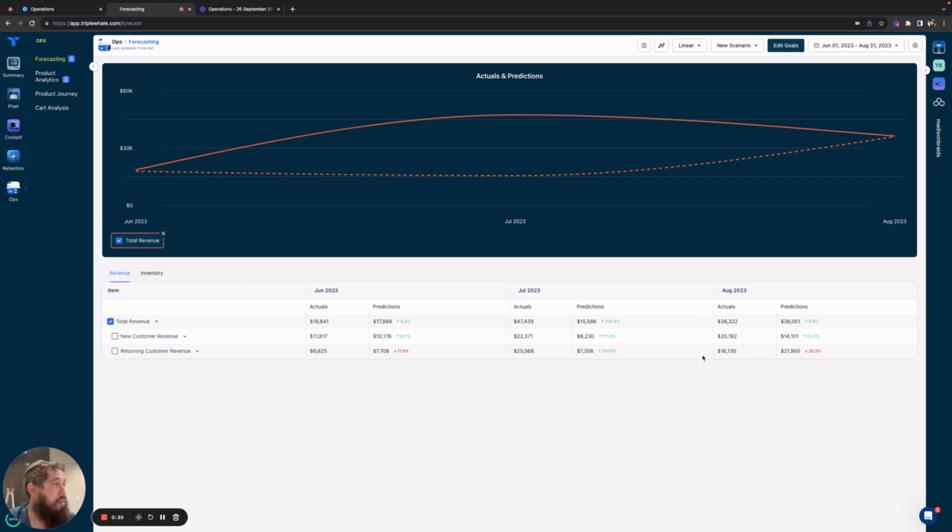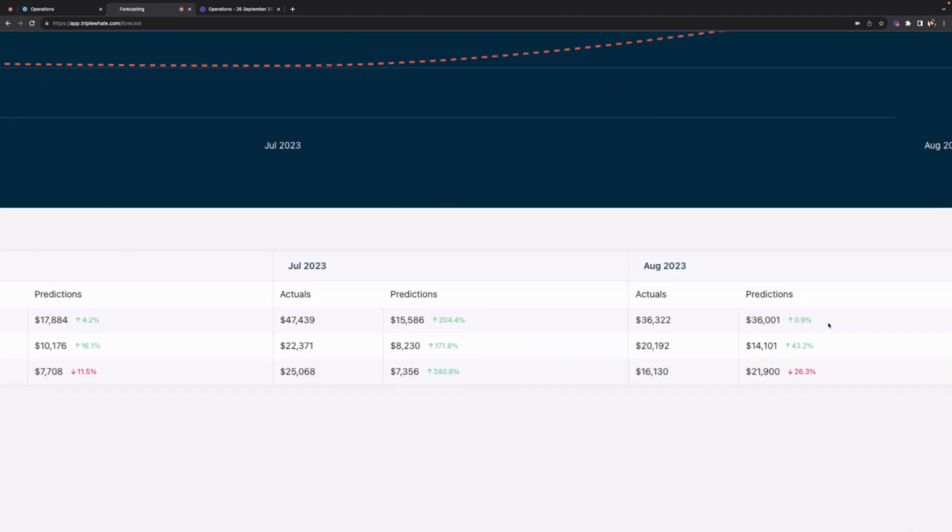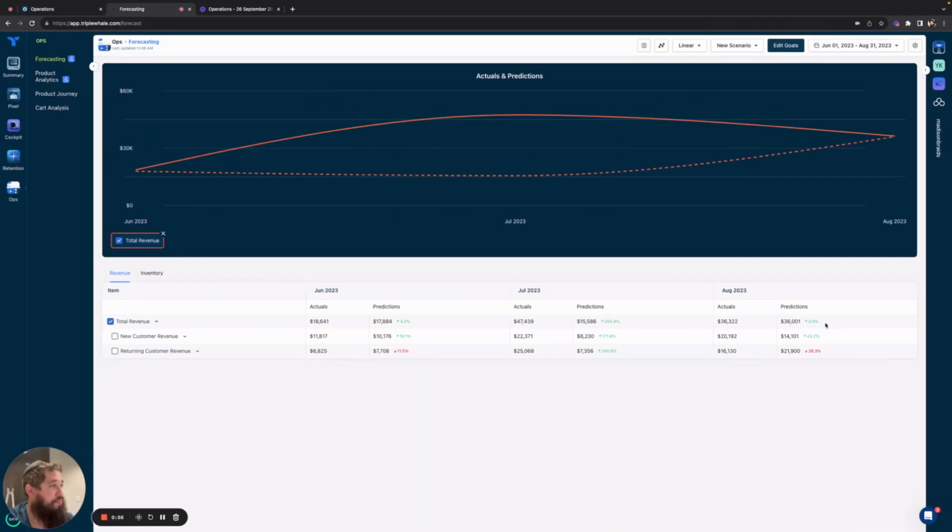Okay, so looking at the month of August, we had predicted that this business, Madison Braids, would end the month of August with $36,001 of revenue. And in actuality, it came in with $36,322, which means that our prediction was off by a little bit less than 1%, which is really cool to see. But that was not evenly distributed.